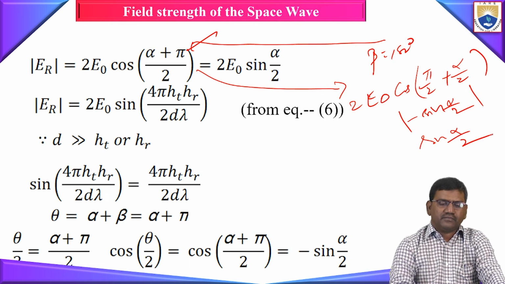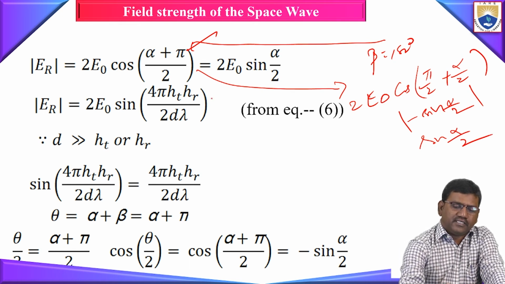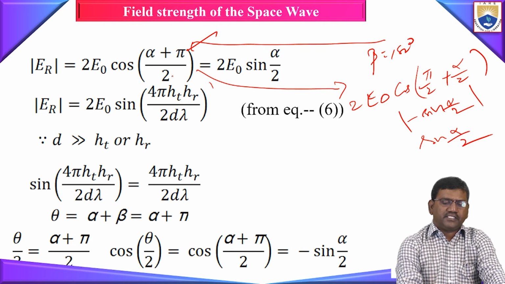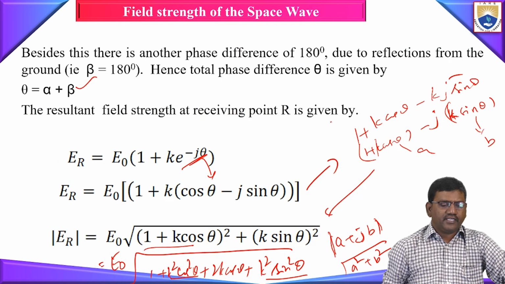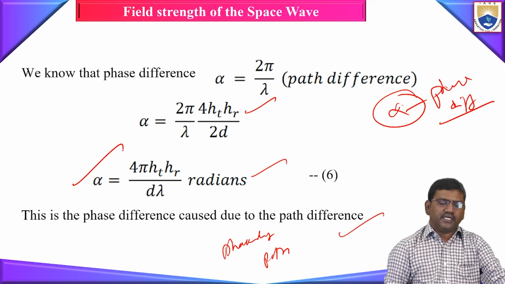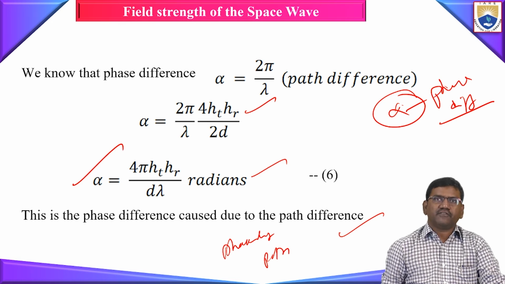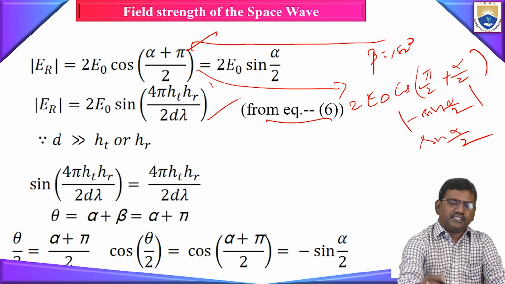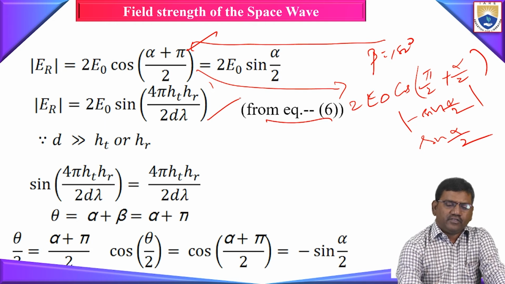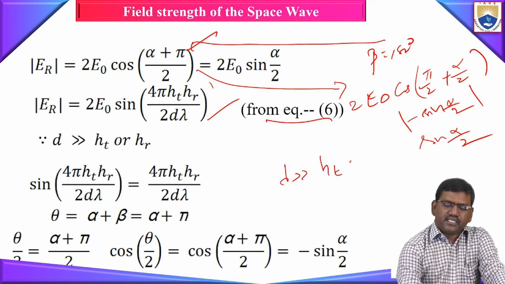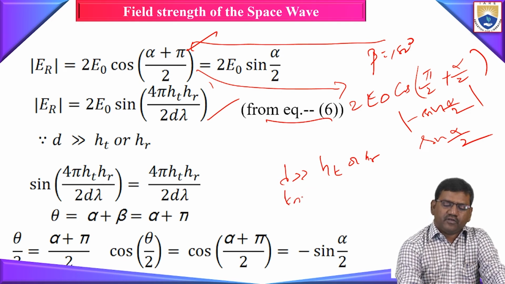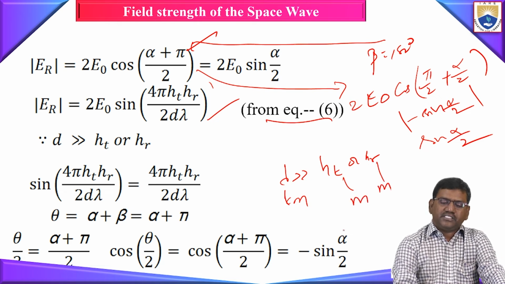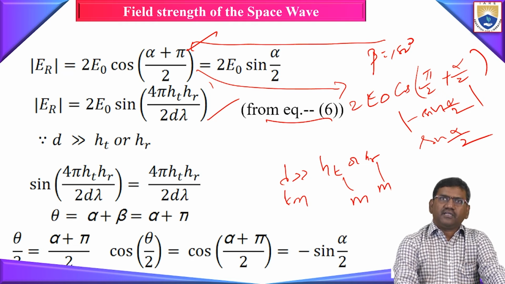So you can substitute the alpha value here. From equation 6 we have seen the value of alpha, which is 4 pi h t h r by d lambda, and you can substitute this alpha value in this expression. We know that d is far greater than ht or hr. The distance between the transmitting and the receiving end will be in terms of kilometers, and ht and hr will be in meters. So the distance is very large compared to ht and hr.